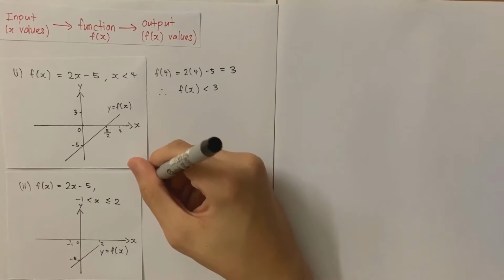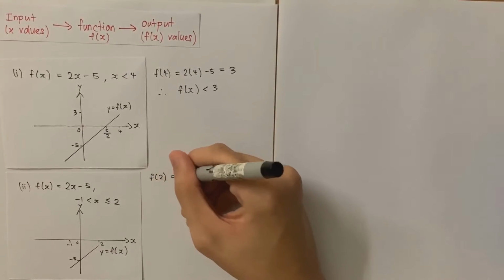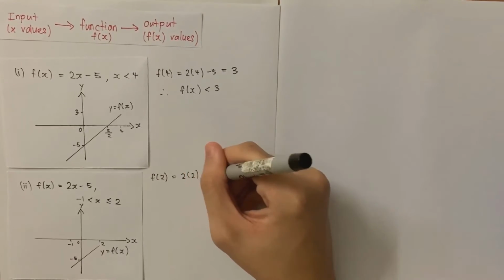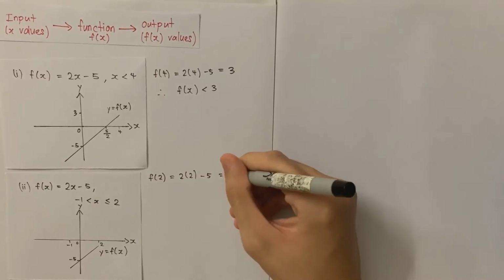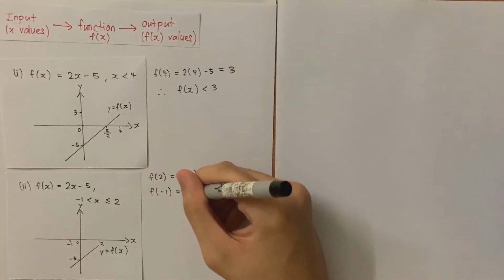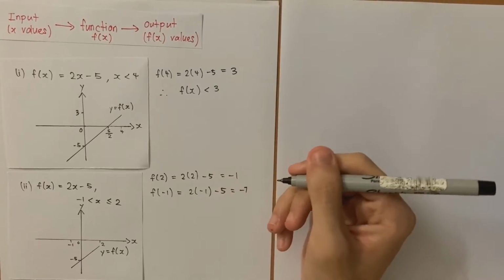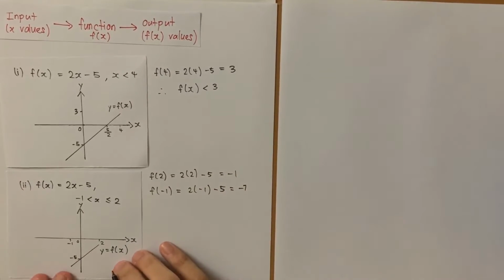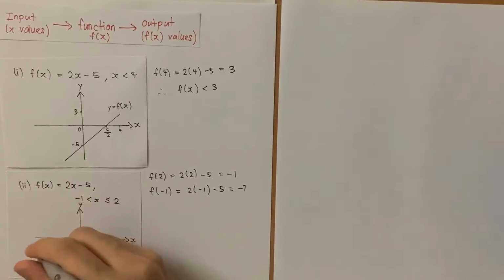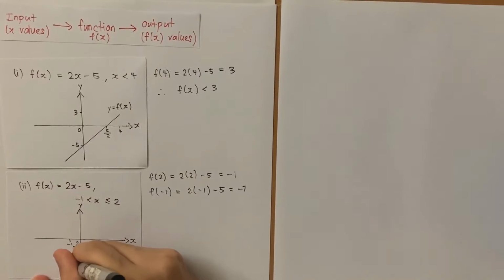So we are going to find the values of f of x. f of 2 is 2 multiplied by 2 minus 5, and that's negative 1. And then f of negative 1 is equal to 2 multiplied by negative 1 minus 5, and that's negative 7. So we're just going to write down: this will be negative 1, and this will be negative 7.